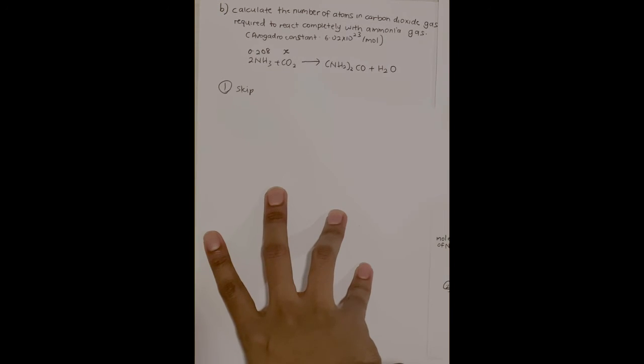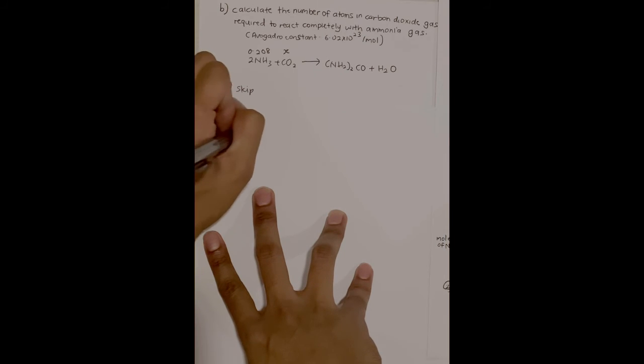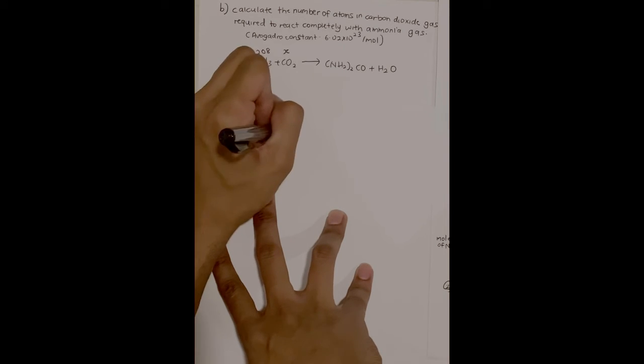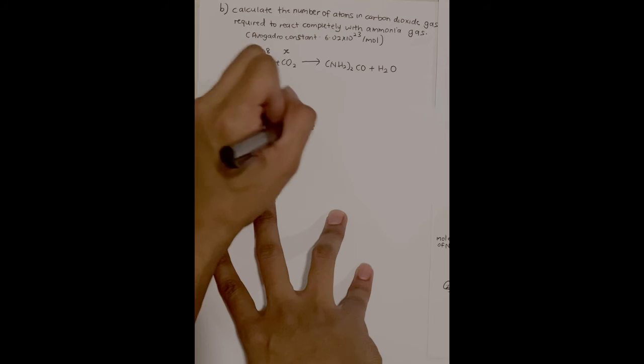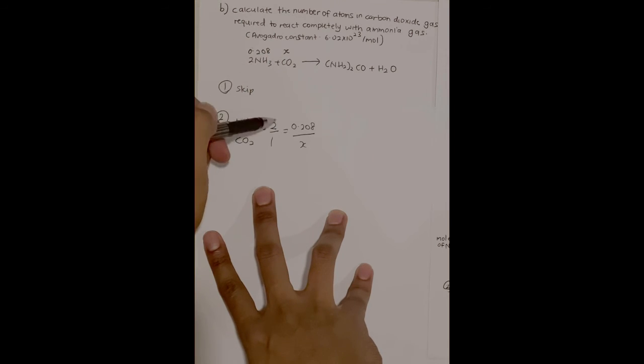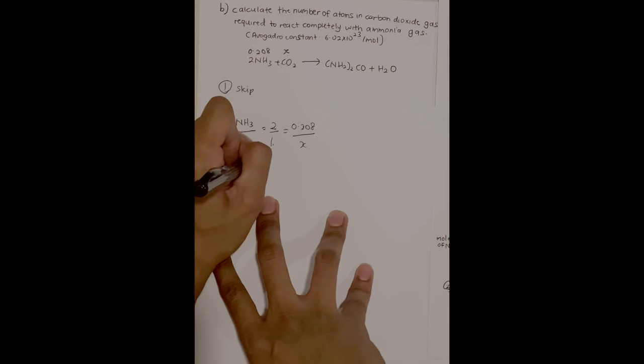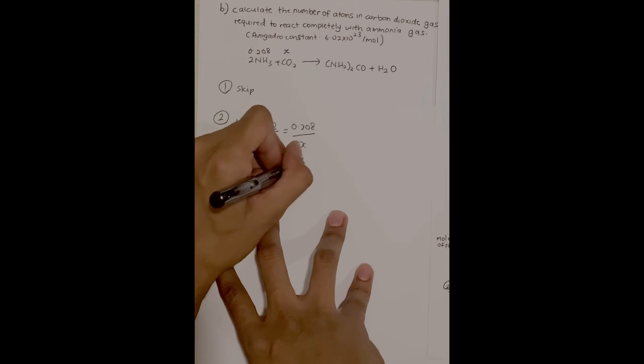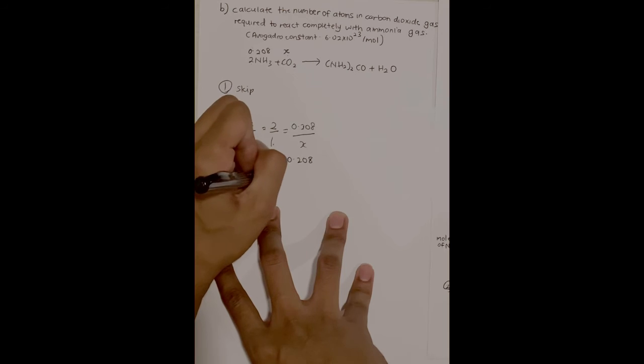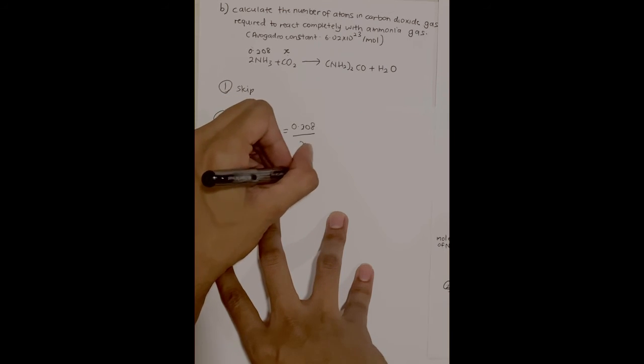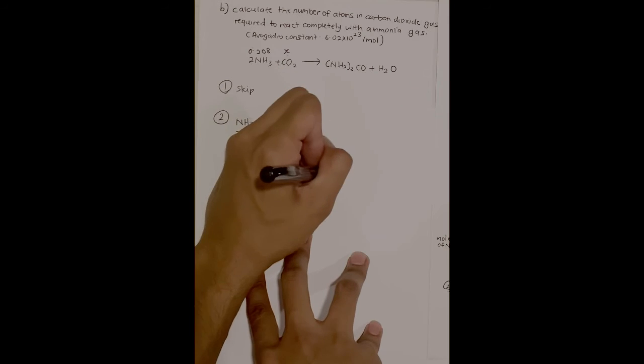I'm going to use the ratio method to find the moles of carbon dioxide. So it's going to be NH3 over CO2, 2 over 1, equals 0.208 over X. So again, this number comes here, the number in front of carbon dioxide comes here. Then the actual mole is the next one, and what we are finding for will be X. So solving this, your X is going to be 0.104 mole of carbon dioxide.